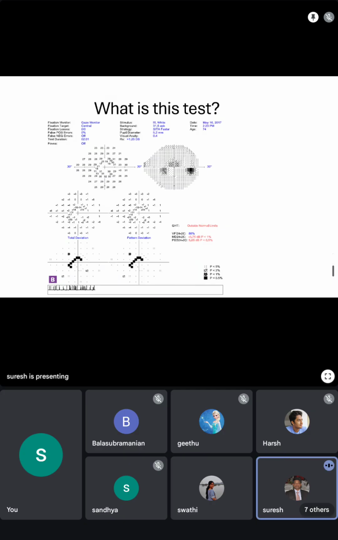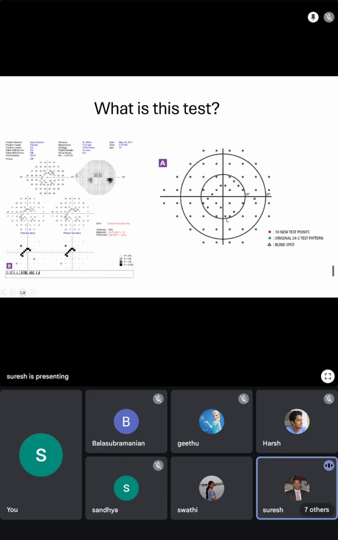Additionally, ten new points are tested. Okay, the regular 24-2 is done, and within that, 10 new points are tested within the 10 degrees. That we must know. Okay.